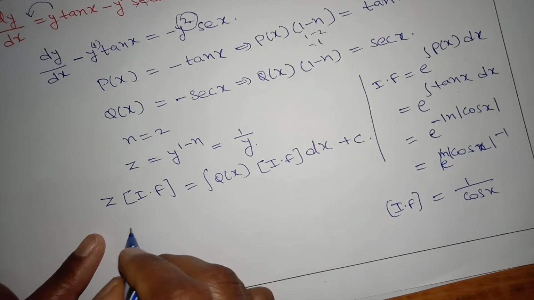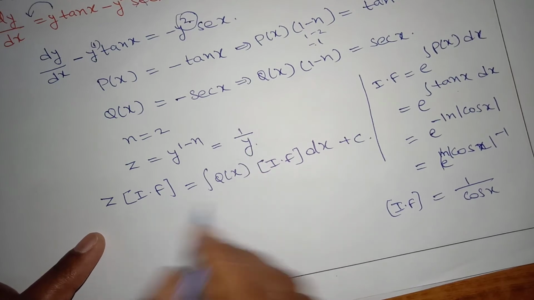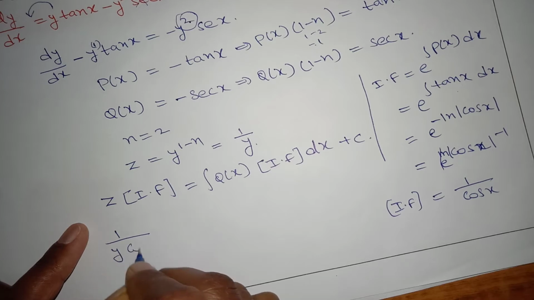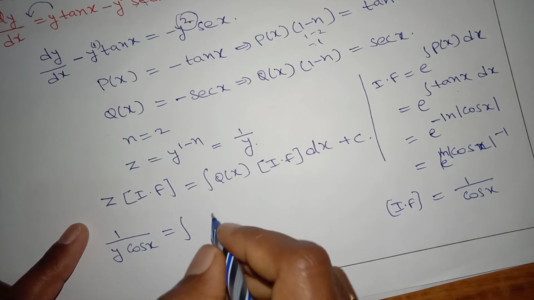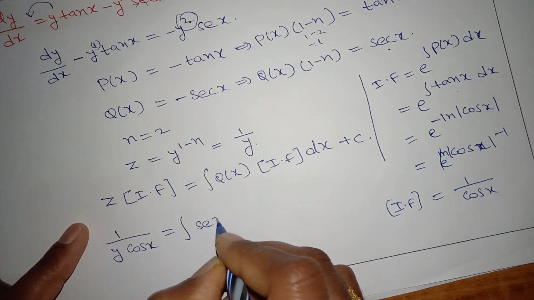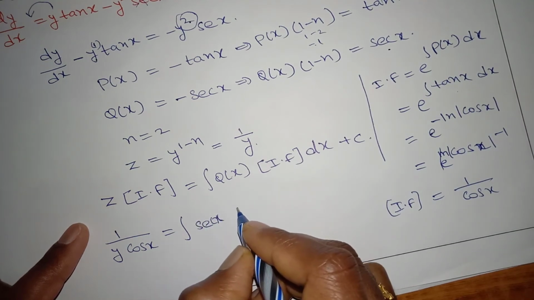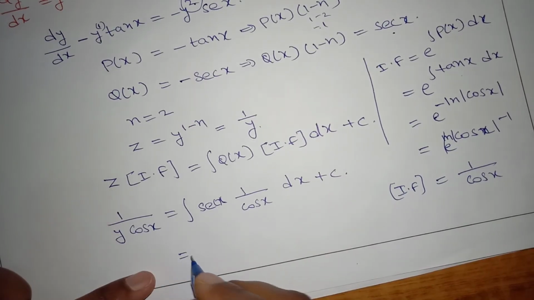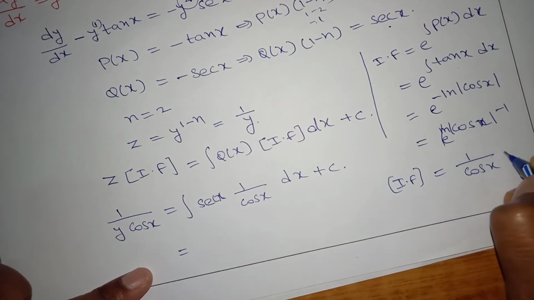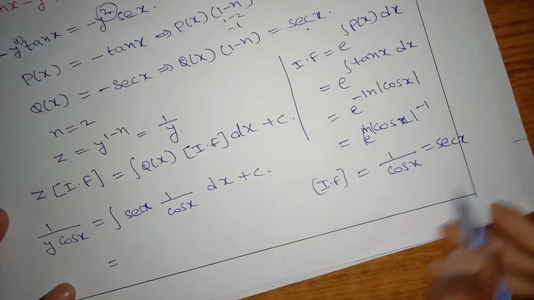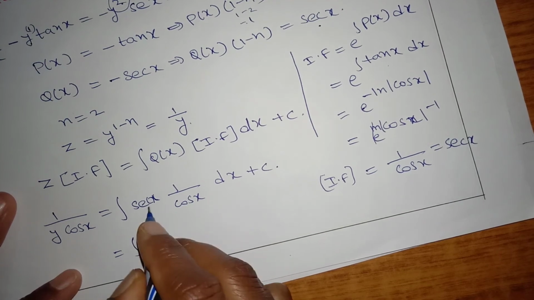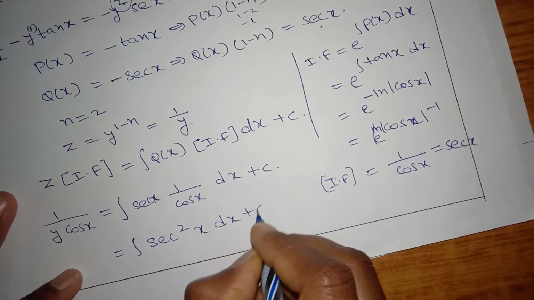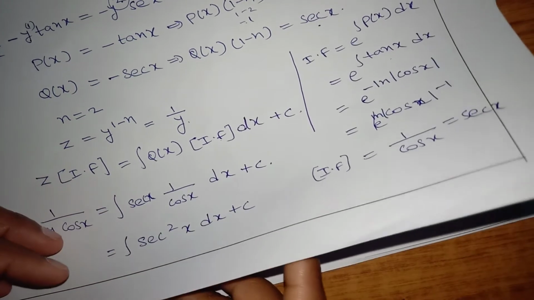Now substitute here. What is z? z is 1 by y. Integrating factor is 1 by cos x. So 1 by y cos x equals integral of q of x, which is secant x, into integrating factor 1 by cos x, dx plus c. What is 1 by cos x? Secant x. This will be equal to integration of secant x into secant x, which is secant square x, dx plus c. What is integration of secant square x? tan x plus c.